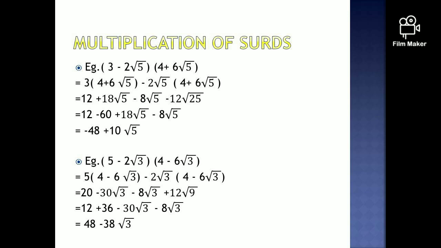Remember again, you can multiply only terms outside the square root with terms which are outside the square root. And minus 2 root 5 into 4 is minus 8 root 5. 8 came from minus 2 into 4. Then minus 2 root 5 into 6 root 5: you can multiply minus 2 with 6, which is minus 12. Root 5 into root 5 is root 25. And you know that the square root of 25 is 5. Therefore, minus 12 root 25 you can write as minus 12 into 5, which is minus 60.